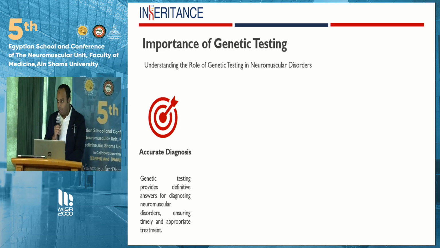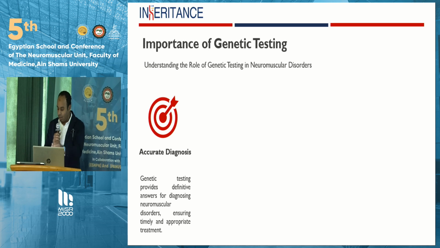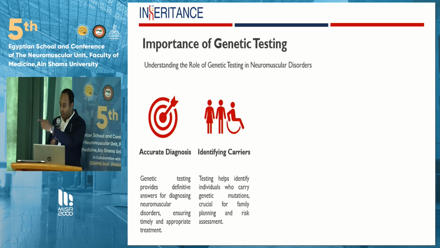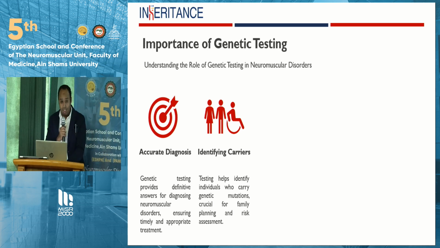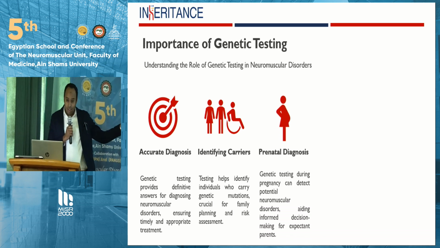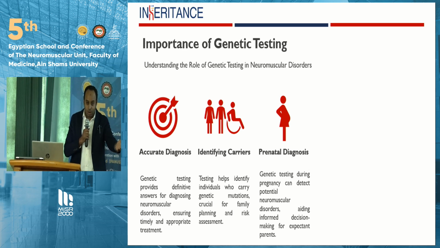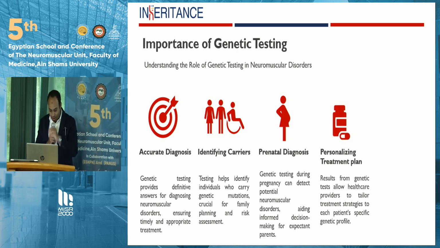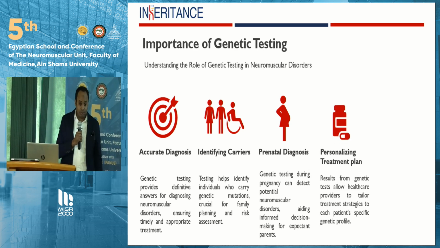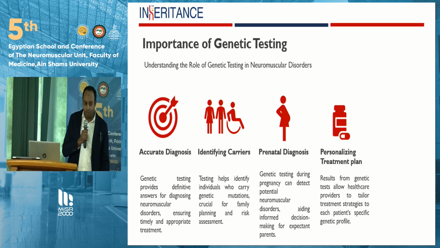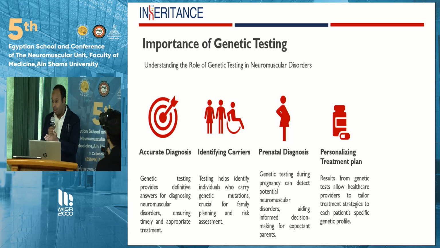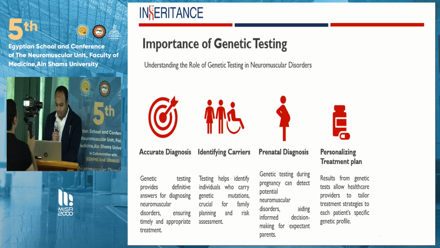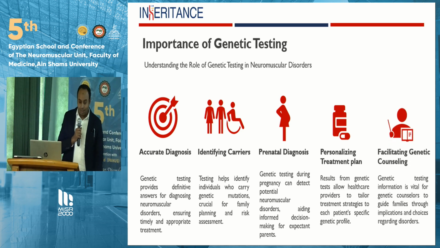The right diagnosis is going to facilitate everything. Second thing is carriers, to identify carriers in the patient's family. Third thing is prenatal. If they want to have children, how are we going to plan this family? Fourth is personalized treatment, because now there are a lot of available personalized treatments for certain mutations, right? Like the DMD one. And the last thing is genetic counseling.